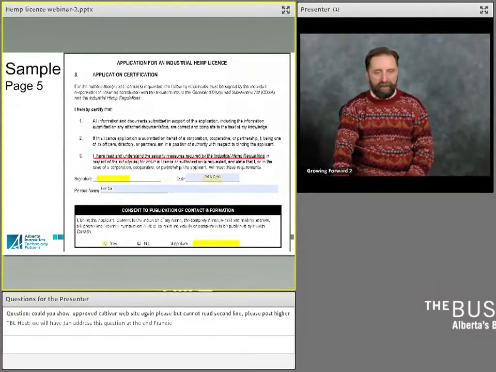The next box is where you're giving consent to publication of your information. You have two options, yes or no, and you have to sign. I encourage you to say yes to it. You can withdraw by writing a letter or email or communicating with Health Canada.